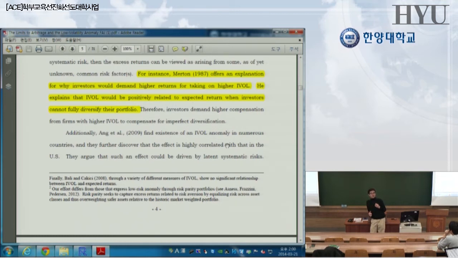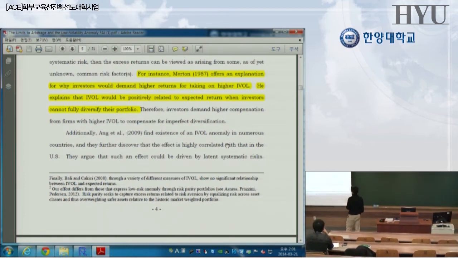If Merton is right, the low volatility anomaly should not happen. Low volatility should generate low return, and high volatility stock should generate high return because of the risk-return relationship, right? So Merton's explanation is intuitive and makes sense, but it is exactly opposite of what we observe.